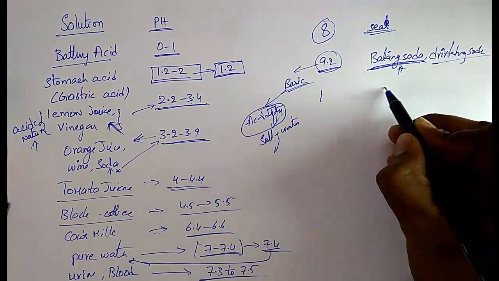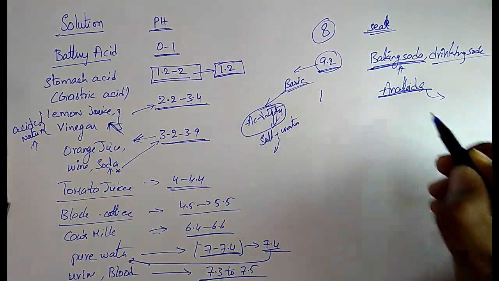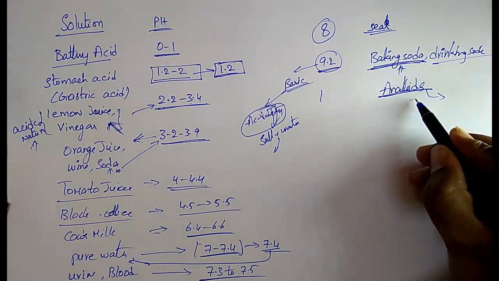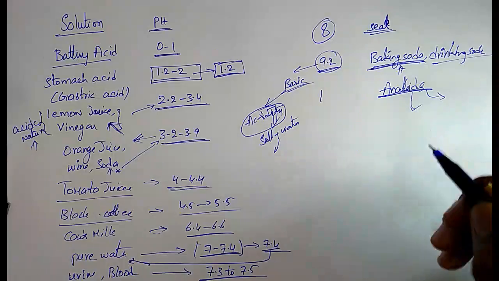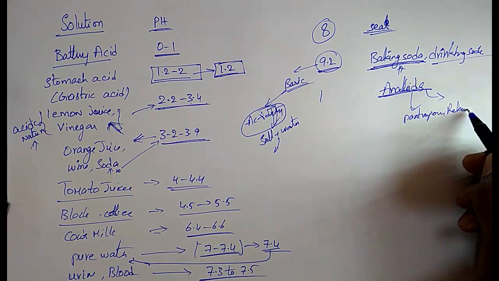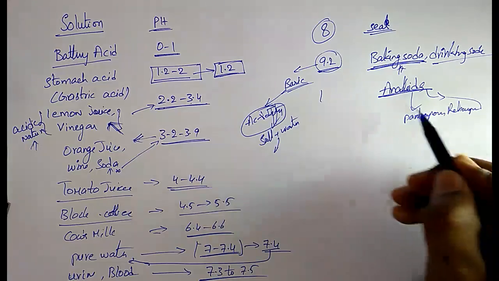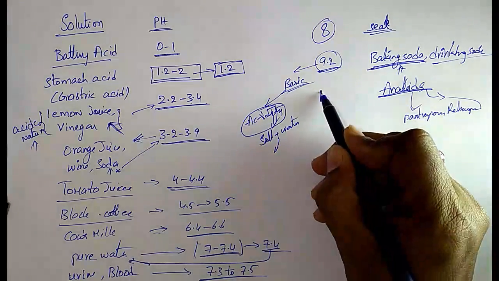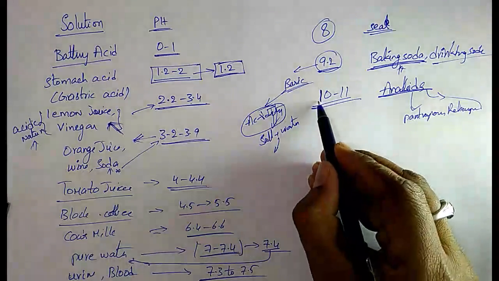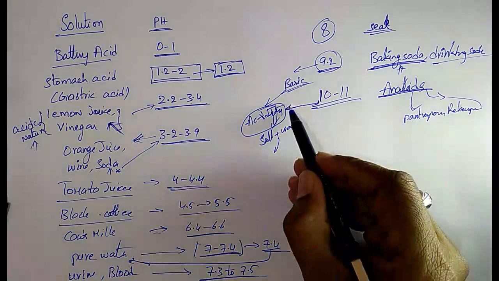And if you take antacids, that is syrups used for gas trouble, that is acidity problems. The main antacids now used, in tablet form, are pantoprazole or rabeprazole. These medicines are used as antacids. Their pH value is nearly 10 or 10 to 12. Okay, that's why they act very effectively for acidity problems.